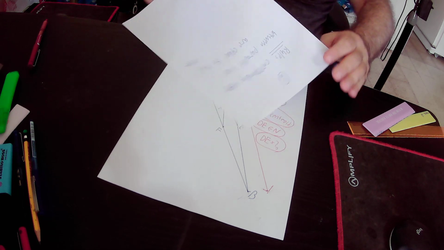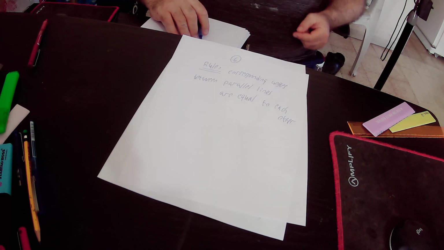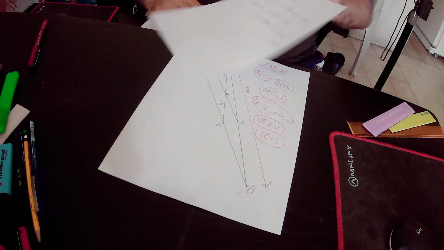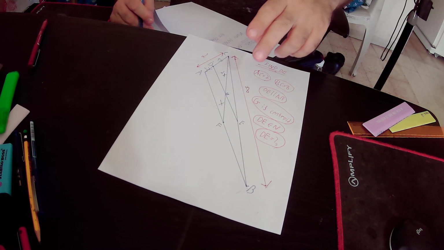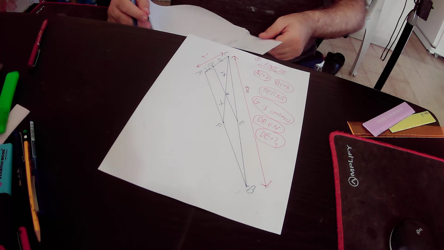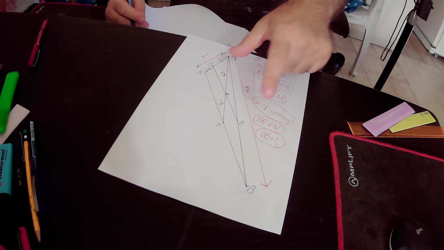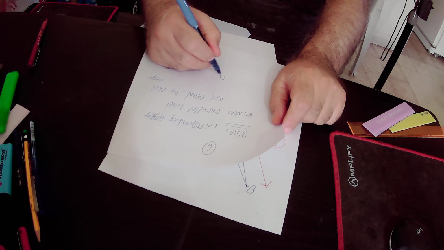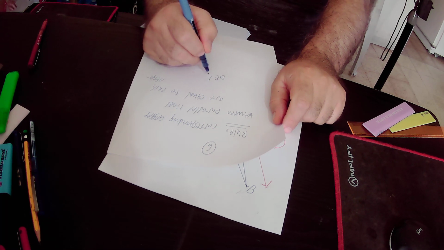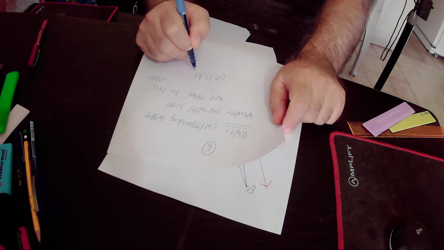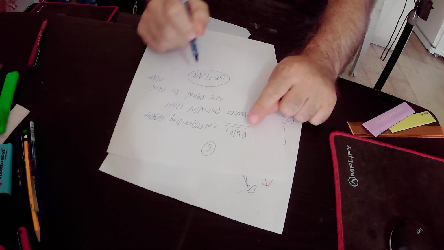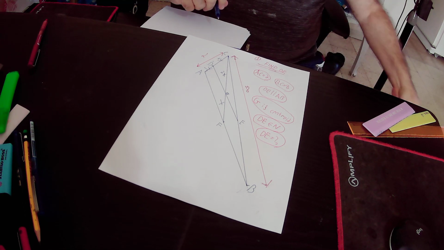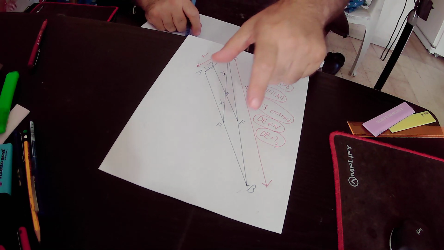I will read the rule again. The rule states that corresponding angles between parallel lines are equal to each other. We actually can implement that rule in our drawing because we know that DE is parallel to AB. So according to this rule, the corresponding angles will be equal to each other.